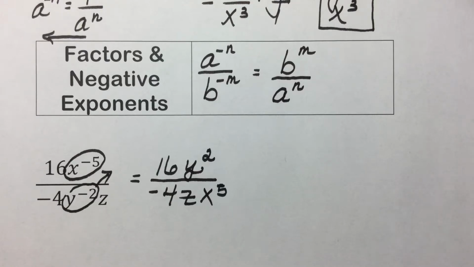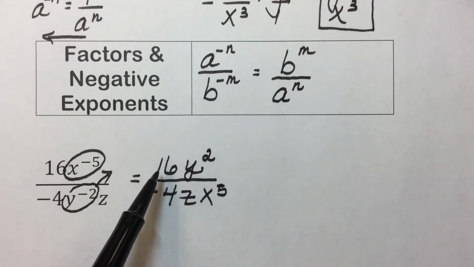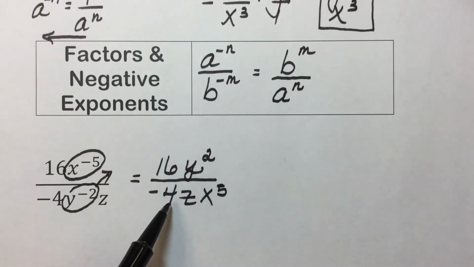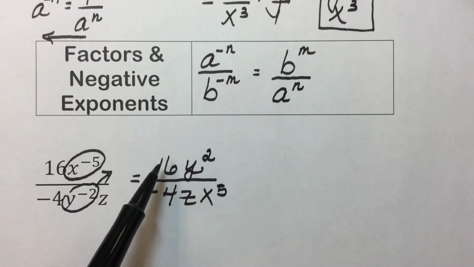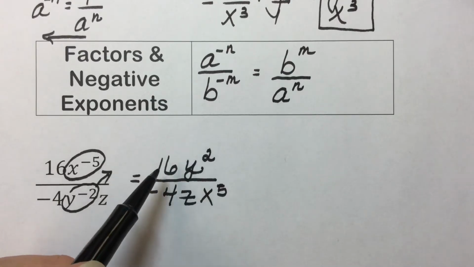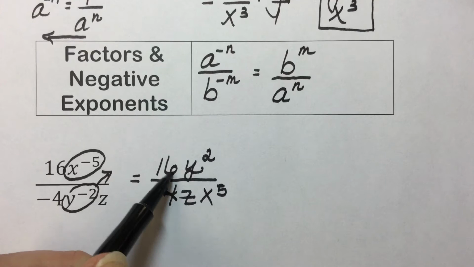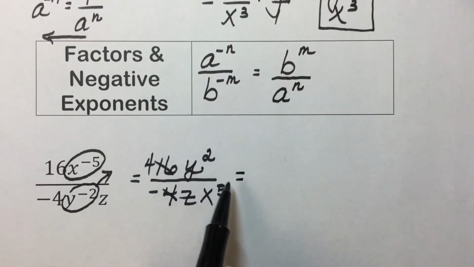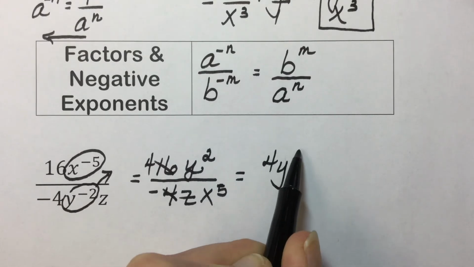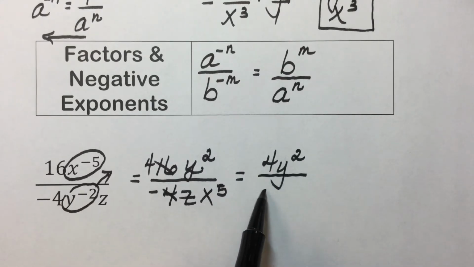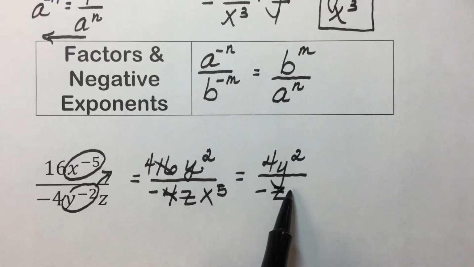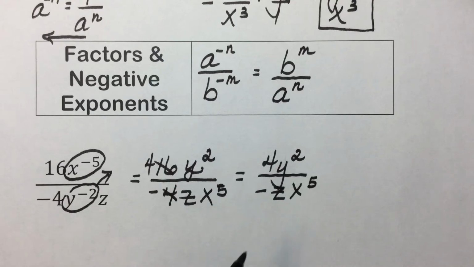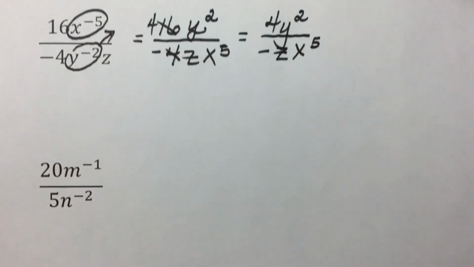Simplifying this, since the variables don't have anything in common, we will simply reduce our integer division here, 16 divided by 4, leaving us with 4 in the numerator. Positive divided by negative doesn't change the sign. Negative exponents do not affect the sign on our values. So here's a simplified equivalent expression for the given one.